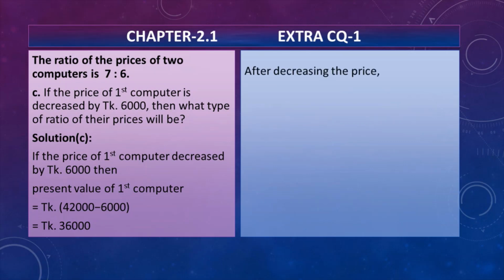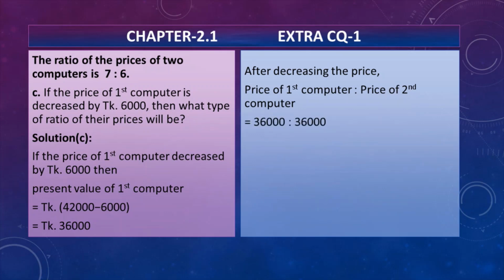And from B, after decreasing the price, we get price of first computer is to price of second computer equals 36,000 is to 36,000, because from B we get the price of second computer, that is 36,000. And in here you can see the question, what type of ratio of their prices will be? My dear students, antecedent and the subsequent is same in here. So we can write down 1:1, and we know the antecedent and subsequent, if they are same, then we can tell them as a unit ratio. So which is a unit ratio, that is the desired answer, my dear students.